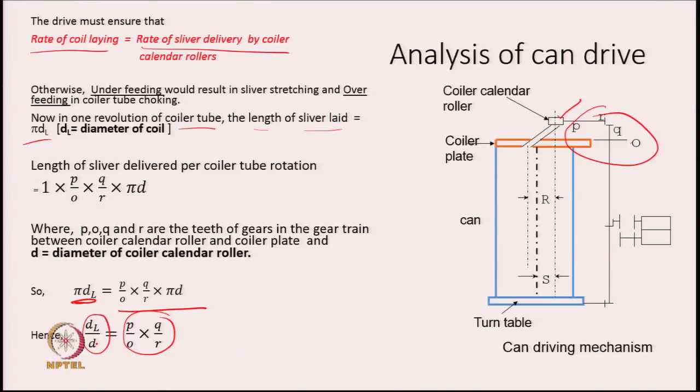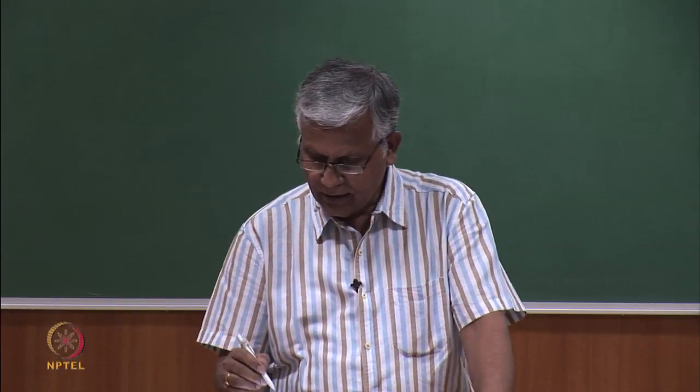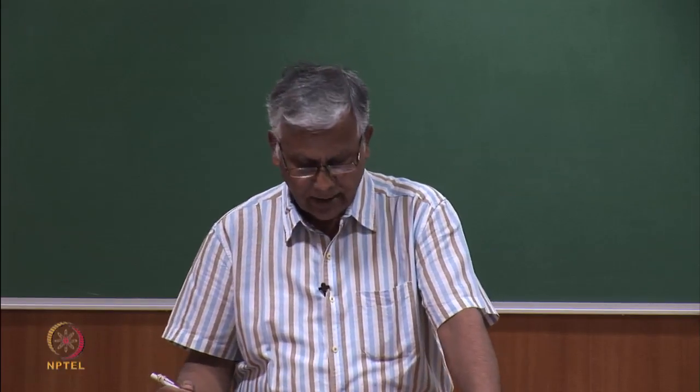Otherwise, we will have a situation of either underfeeding or overfeeding, and therefore either stretching of the sliver or possibilities of choking of the coiler tube, because the sliver is made to pass through this tube. They are pushed through this tube, and because the tube is continuously rotating, the coils are getting formed and they are being laid inside the can.